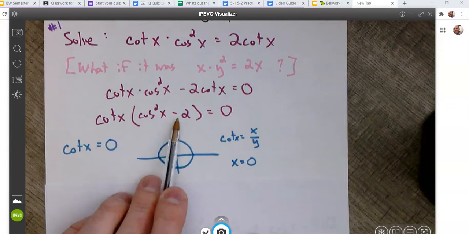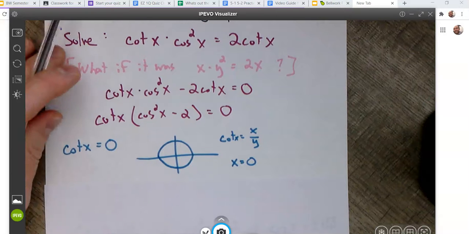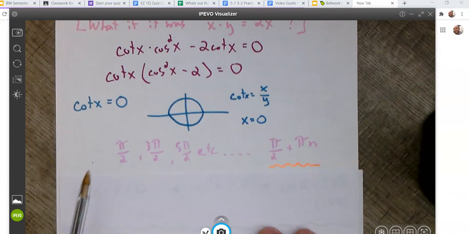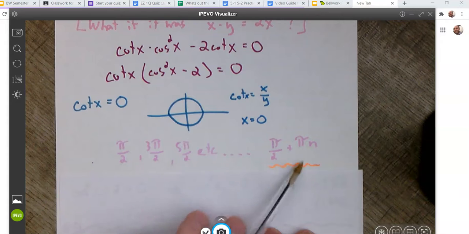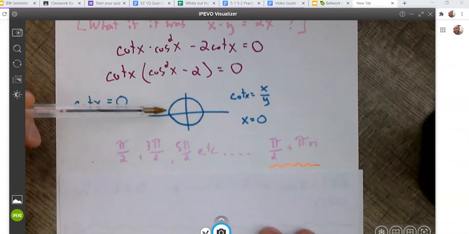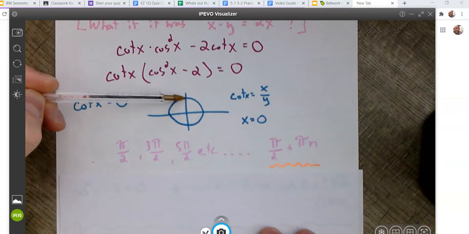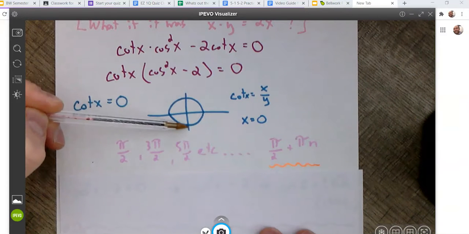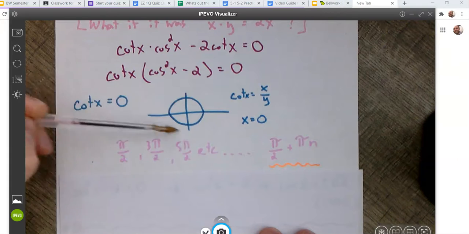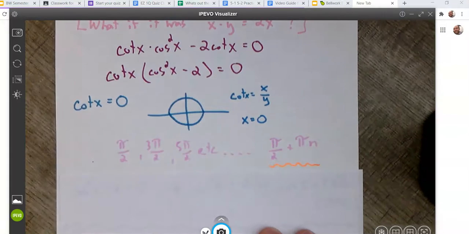Now let's try this one. I'm going to set cosine squared x minus 2 equal to 0 and solve it. Oh, well, there's the general solution I was just talking about. I should have been looking ahead, huh? Pi over 2, 3 pi over 2, 5 pi over 2. We're just going to start with the first one, pi over 2, and then add half a circle each time. Half a circle is pi radians, so add pi, add pi, add pi. There's my general solution for just that part.